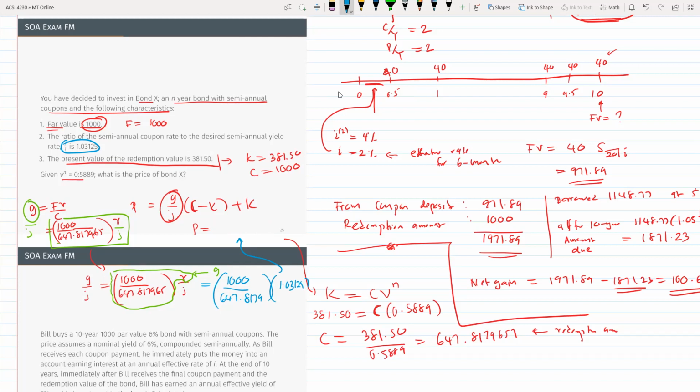So let's calculate that quantity, G over J. It's 1000 divided by 647.89, then times 1.03125. I would get 1.59. So this quantity equals 1.5918822272.